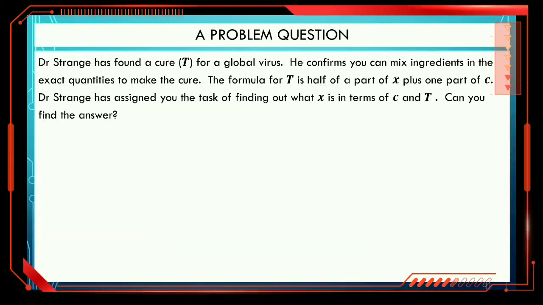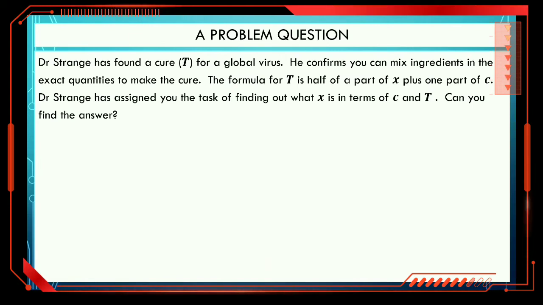A problem question. Dr. Strange has found a cure, T, for a global virus. He confirms you can mix ingredients in the exact quantities to make the cure. The formula for T is half of a part of X plus 1 part of C. Dr. Strange has assigned you the task of finding out what X is in terms of C and T. Can you find the answer?